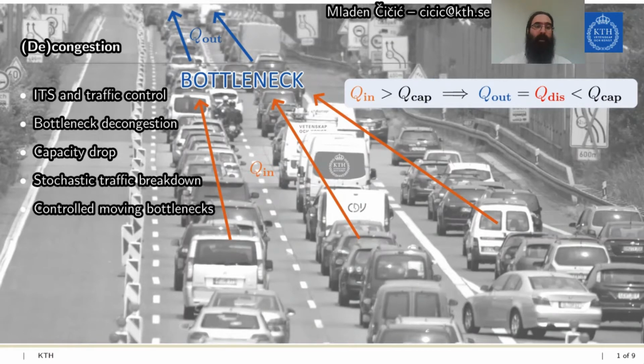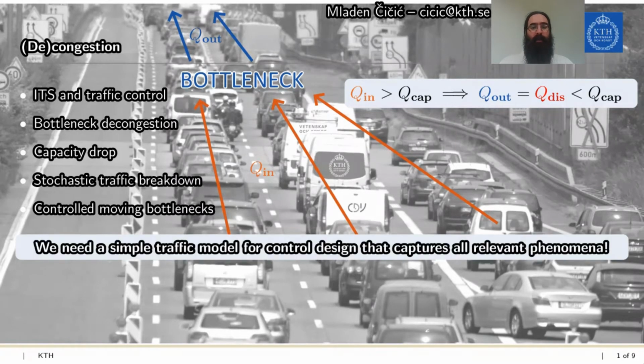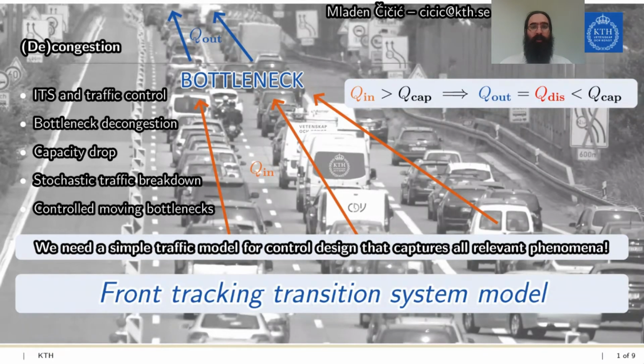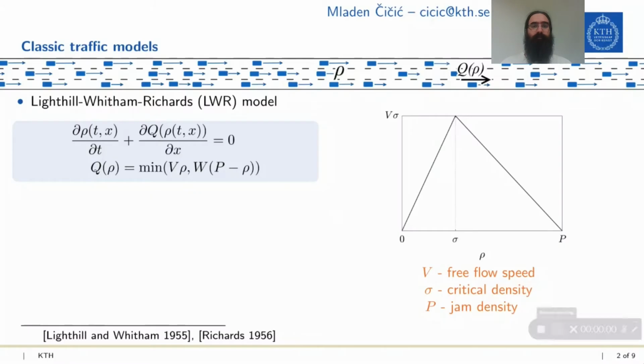either way. One way we can try to deal with this is by organizing vehicles into so-called controlled moving bottlenecks and then using them to regulate the inflow to this bottleneck. Either way, if we want to do any kind of control design, we first need a model that is complex enough to capture all of these relevant phenomena, but also simple enough so as to be conducive for control design. And our proposal for this role is the front tracking transition system model.